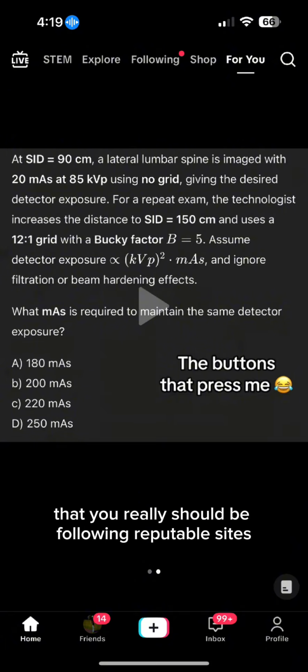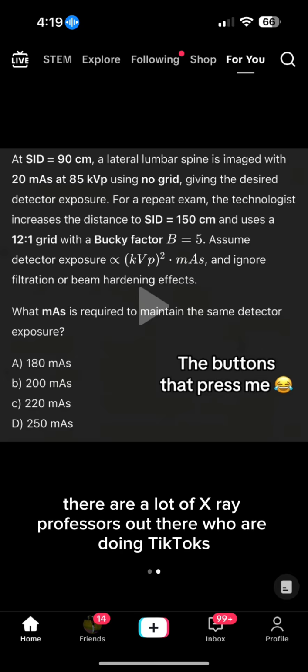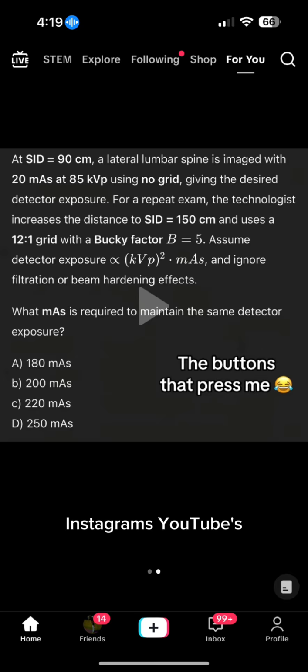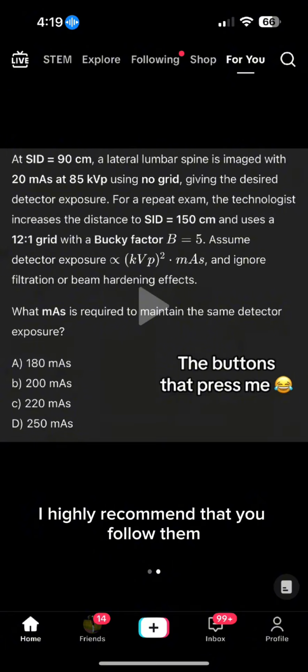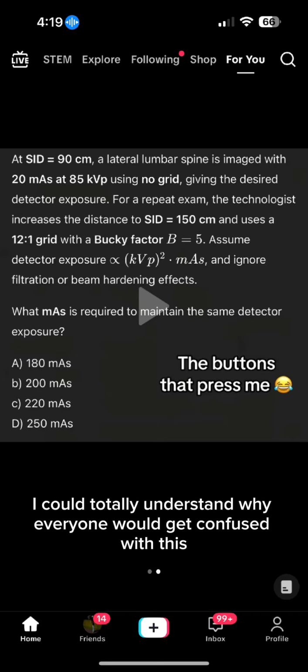So the reason why I'm doing this is because I want to remind everybody that you really should be following reputable sites, especially if you are in school. There are a lot of x-ray professors out there who are doing TikToks, Instagrams, YouTubes. I highly recommend that you follow them, button pushers being one of them, so that you get accurate, correct information and not get misguided, because I could totally understand why everyone would get confused with this.